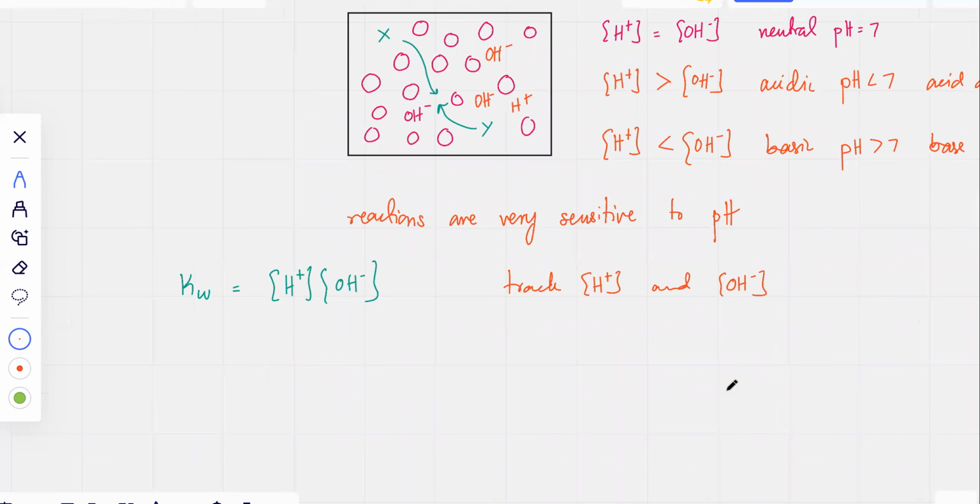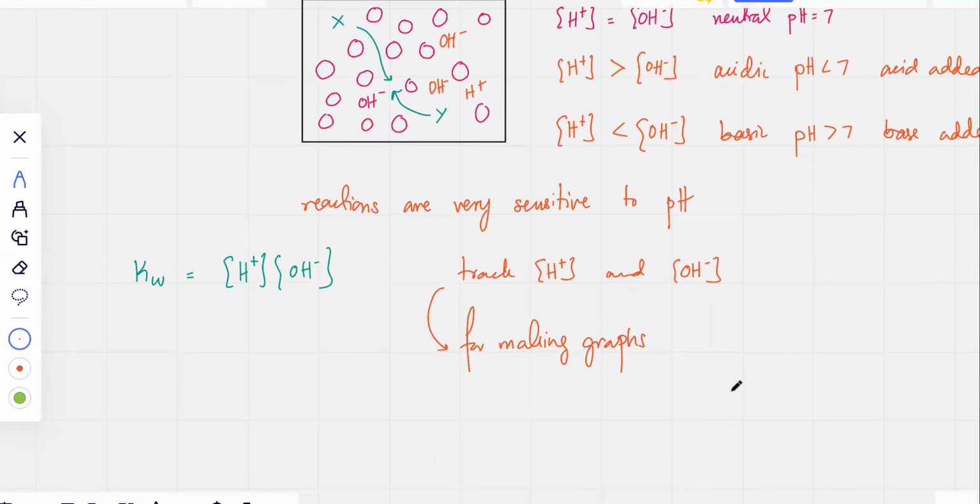To track them, you would be making graphs. A lot of times people are making graphs, and every time you want to scientifically track or analyze something, you would need graphs. So for making graphs, you would have to do something specific. An additional function has to be applied if you want to track the concentration of H plus ions or OH ions. Now the concentrations could be very high, could be very low.